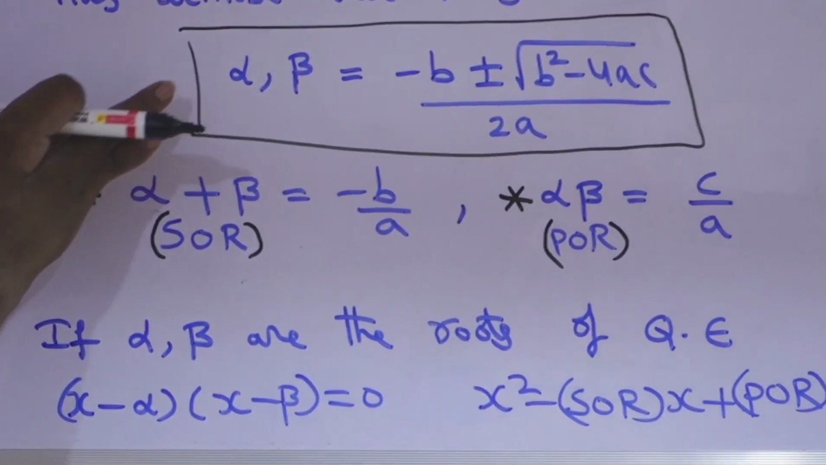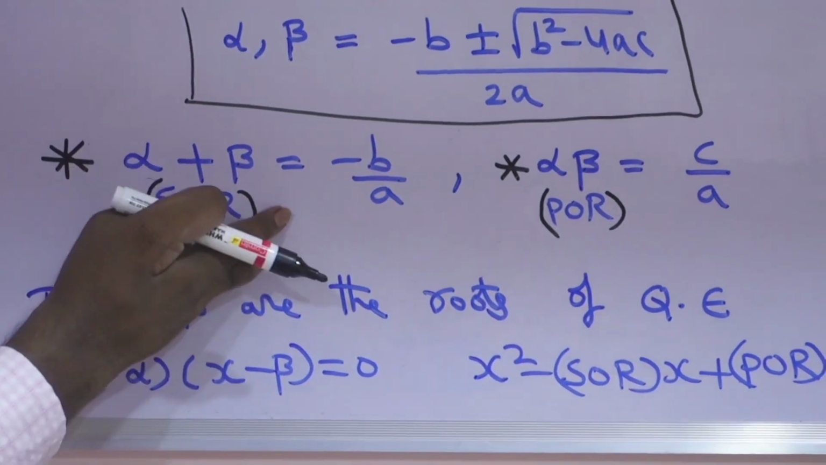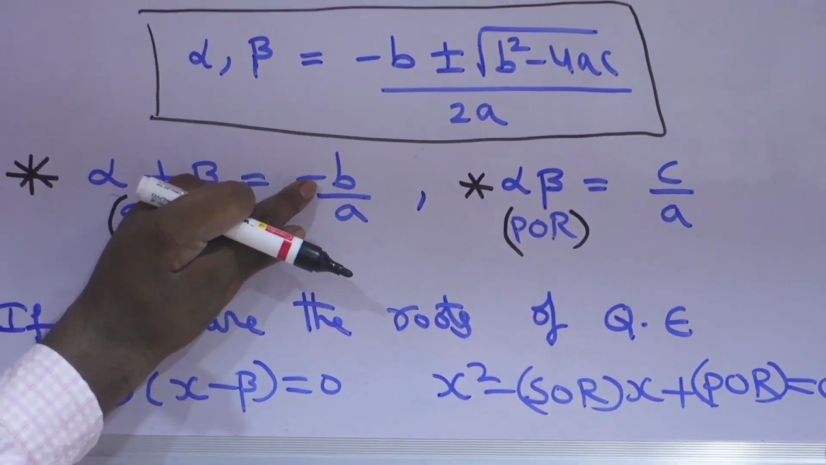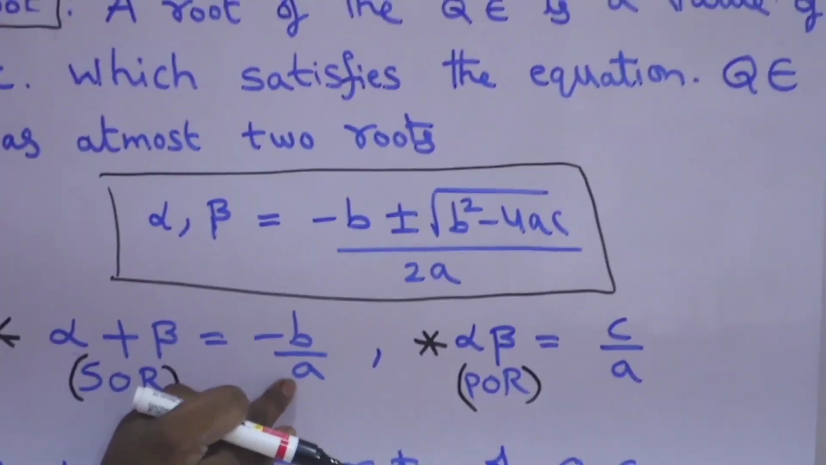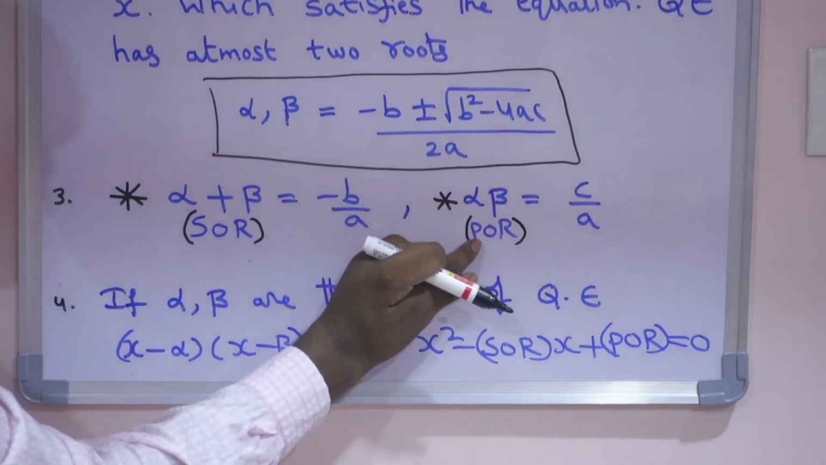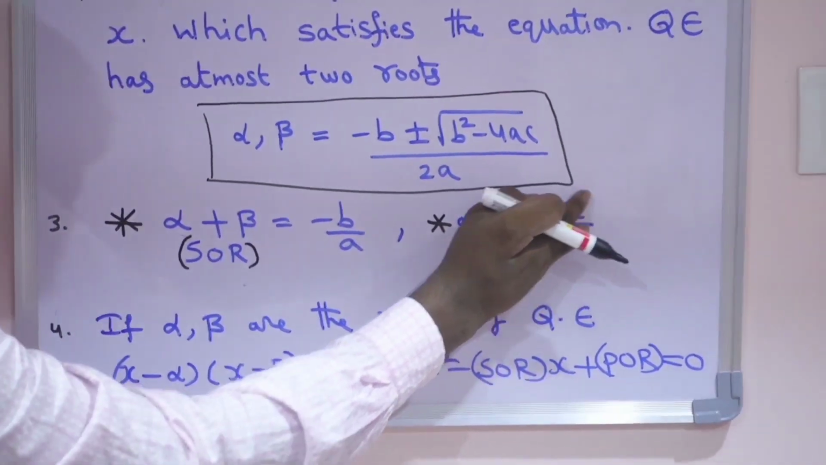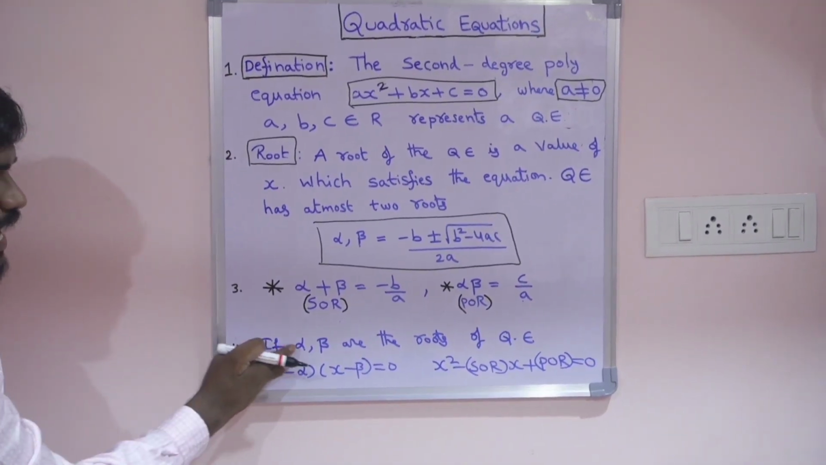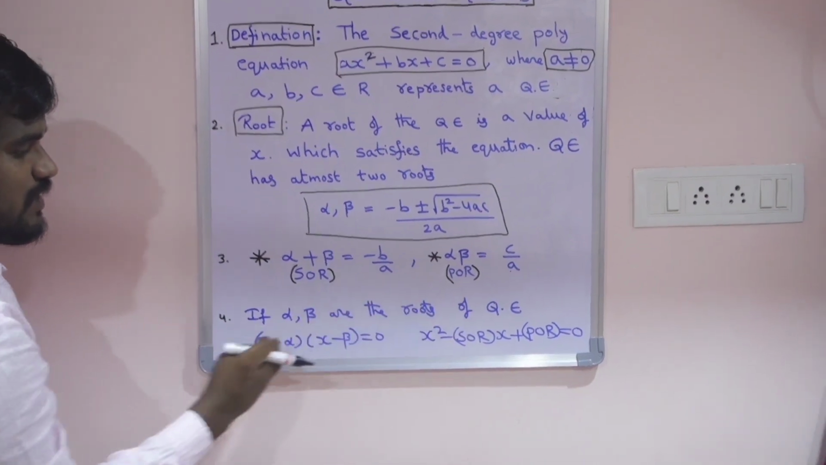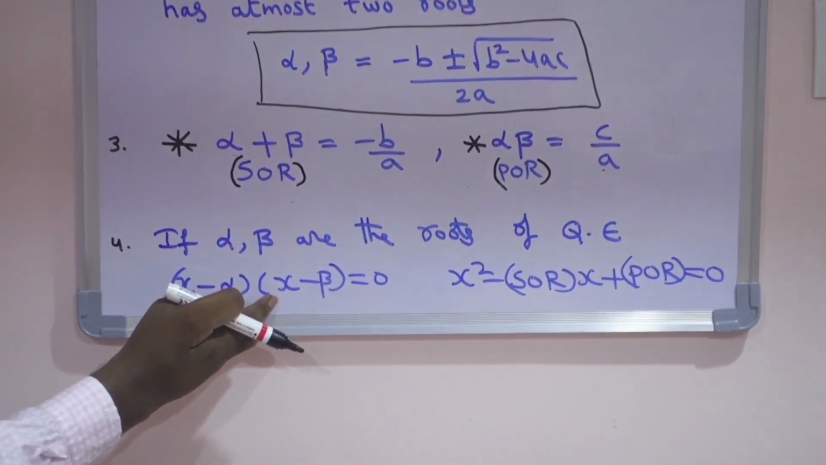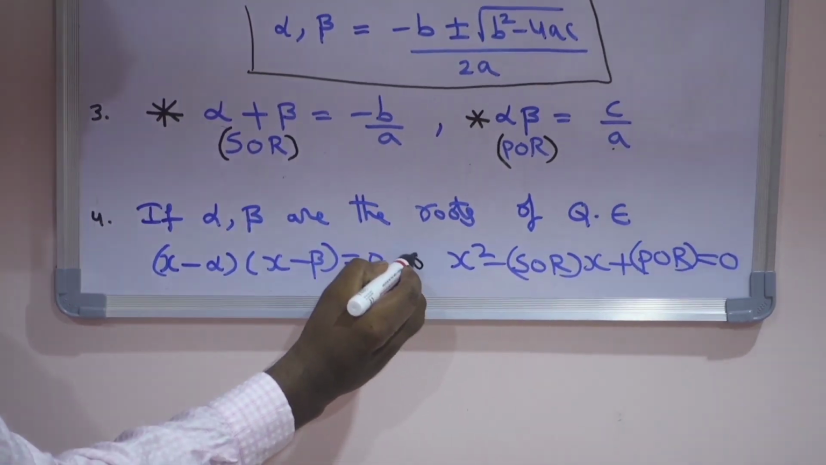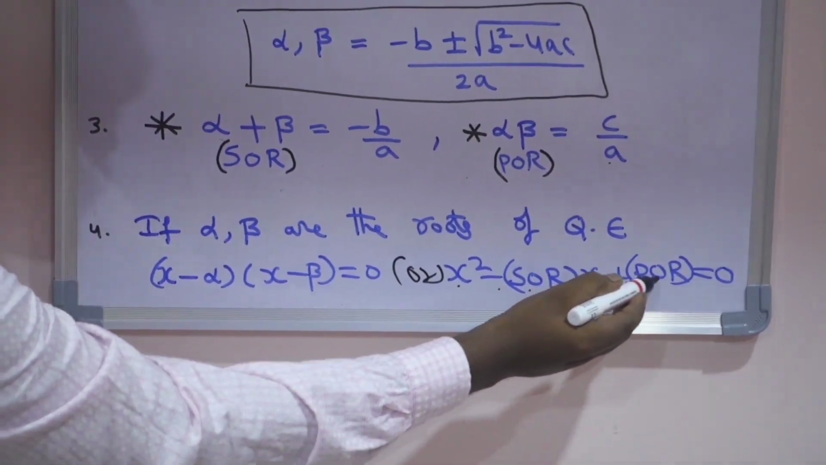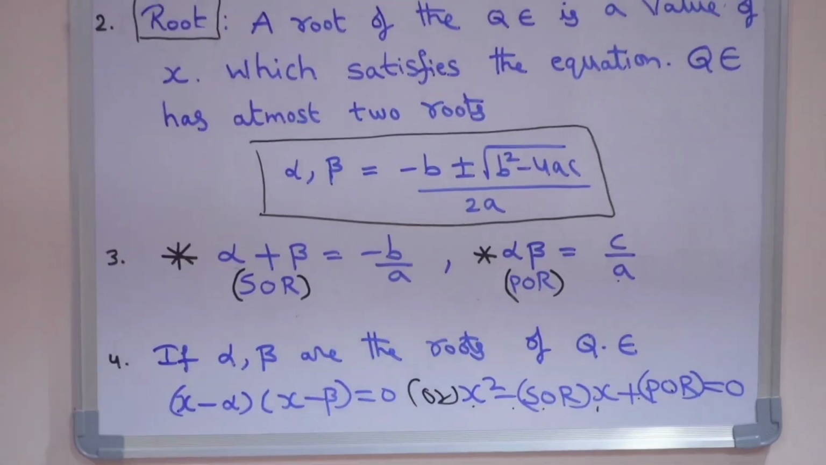Now alpha, beta, the 2 roots. Alpha plus beta means sum of the roots, SOR, which is equal to minus b by a. Minus b by a is minus coefficient of x by coefficient of x square. And alpha beta means product of the roots, POR, is equal to c by a, constant term by a. And next, if suppose alpha, beta are the roots of the equation, then what is the equation form? x minus alpha into x minus beta is equal to 0, or we can write it as x square minus SOR into x plus POR is equal to 0. Next we will see the next one.